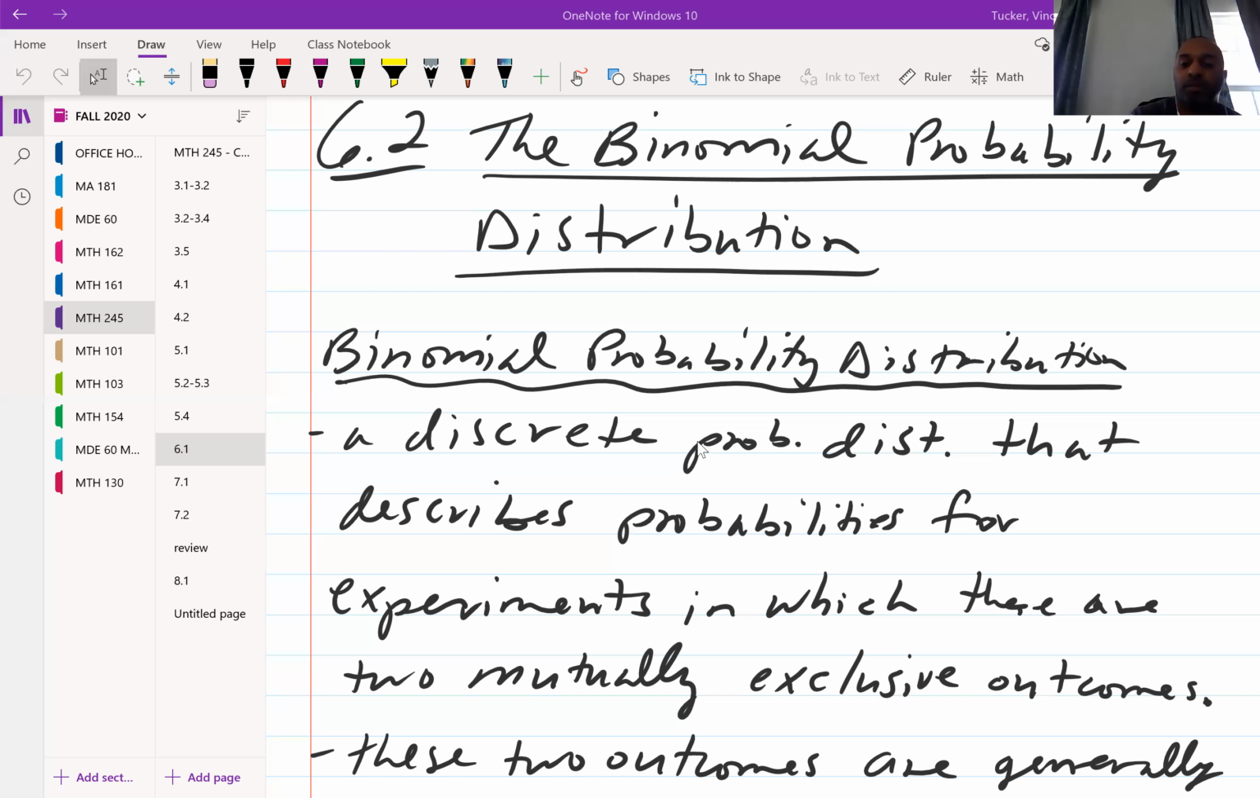You know, talking about heads and tails. There's no such thing as being heads and tails at the same time. You know, it's either heads or tails. So those two events are mutually exclusive.